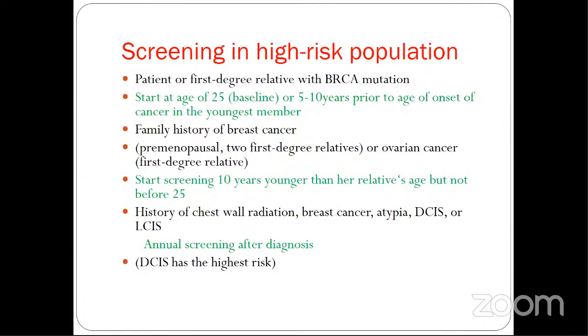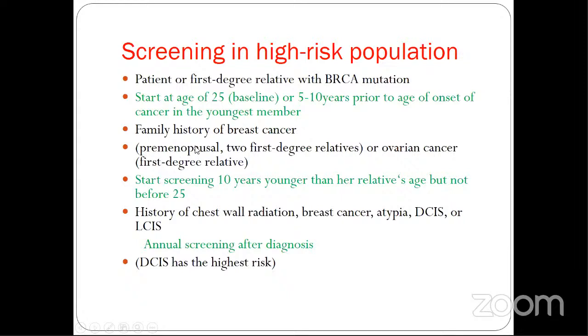Then we'll go to the high risk population. High risk population: a patient with a first degree relative with BRCA1 mutation, start at age of 25 as baseline, or 5 to 10 years prior to the age of onset of cancer in the younger member. Okay, who had family history of breast cancer, considered high risk population. A patient with a first degree relative with BRCA mutation is also high risk.